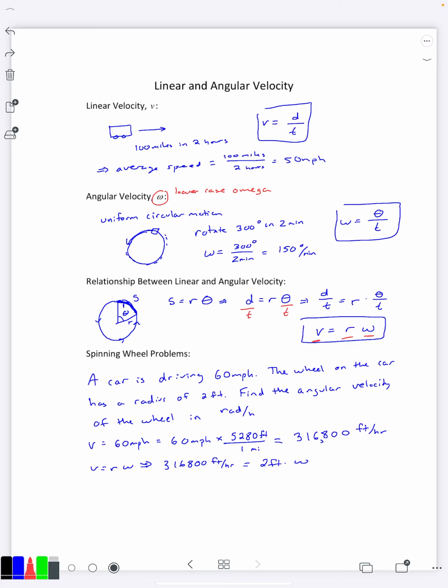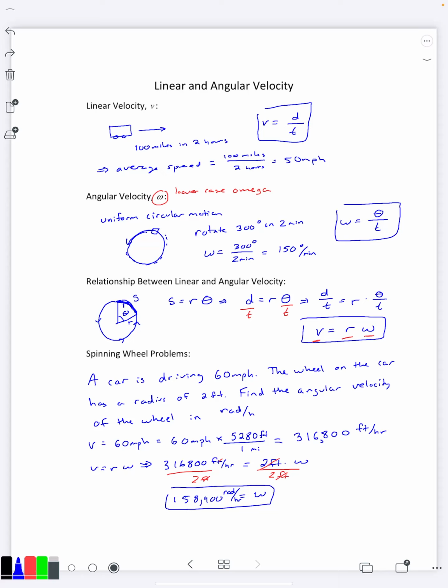We go ahead and divide both sides by the 2 feet. And what we're going to get here is omega, the angular speed, is 158,400 radians per hour.